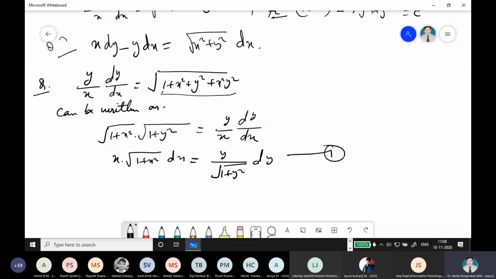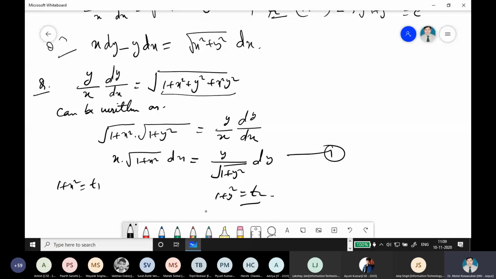Call it an equation. Thank you, sir. You can do that now. Yes, no issue. Simply take 1 plus x square and put it equal to t1, and 1 plus y square equal to t2, and then solve it. You'll get the answer. Fine.